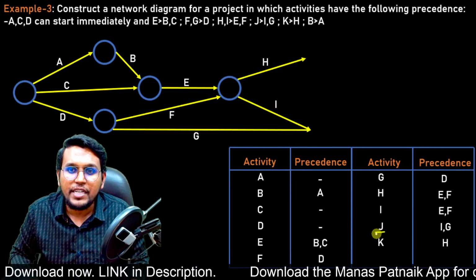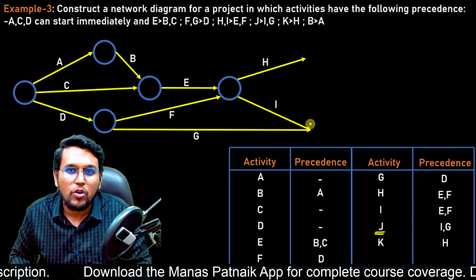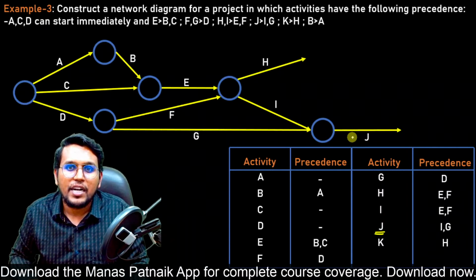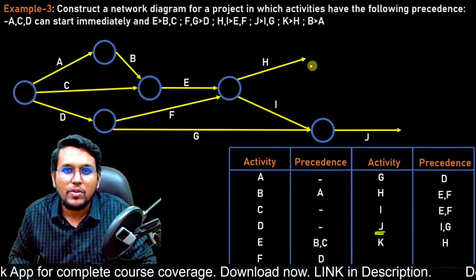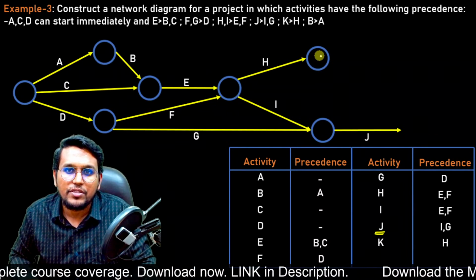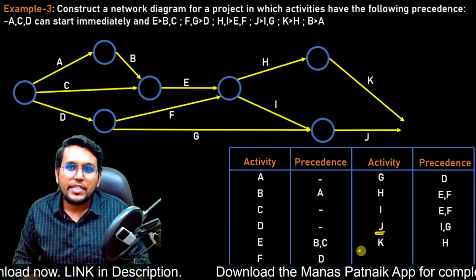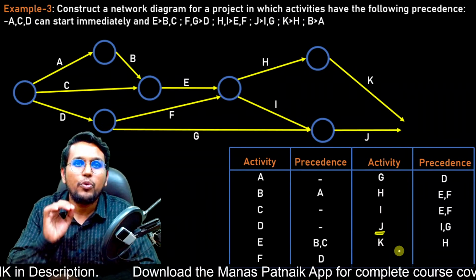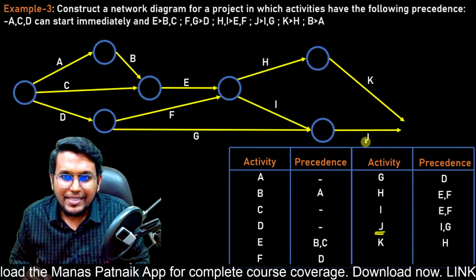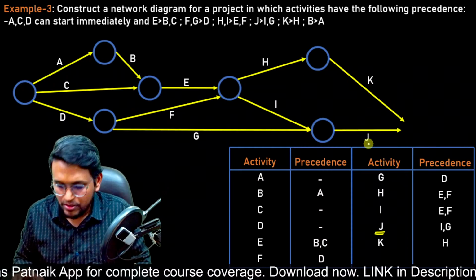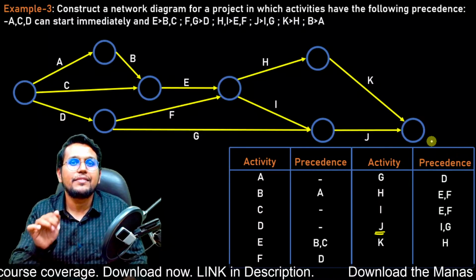Now activity J, as we see here, depends on I and G. I and G we can end at the common node. Here it is, and we can start activity J. Similarly, K depends on activity H. So H, as it ends, we can start activity K. Now after all the activities are done, we will see how many open activities are there and we'll converge them to a finishing node. So as we can see, J and K both are open, so let us converge them to a single node here. Now our network is ready.